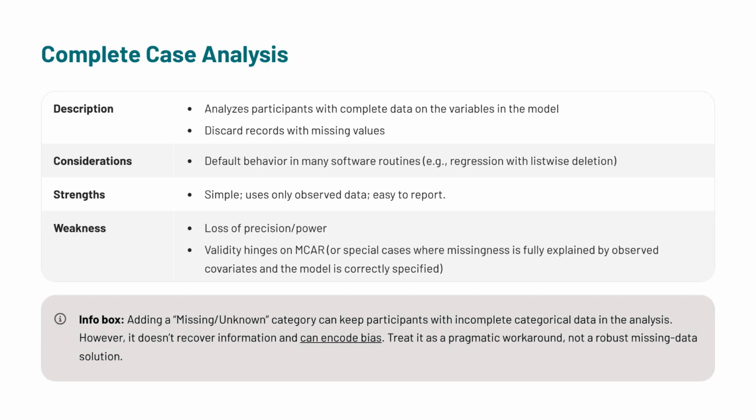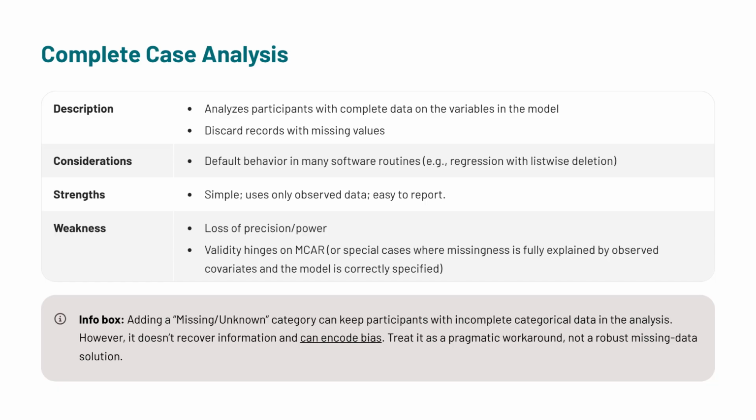Another approach you'll see with categorical variables is to add a missing or unknown category. It's occasionally useful for covariates or secondary outcomes. For example, including an unknown level for baseline employment, because it keeps participants in the analysis instead of dropping them. But treat it with caution. You're not recovering information, you're just labeling the gap.